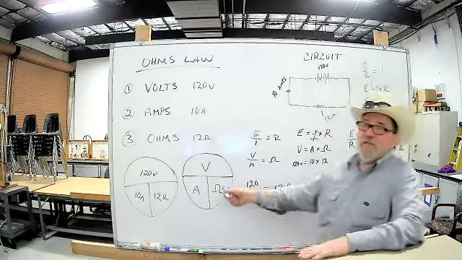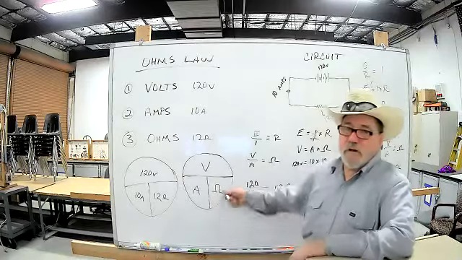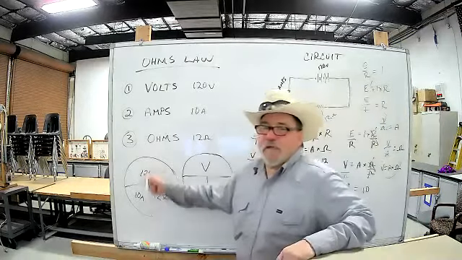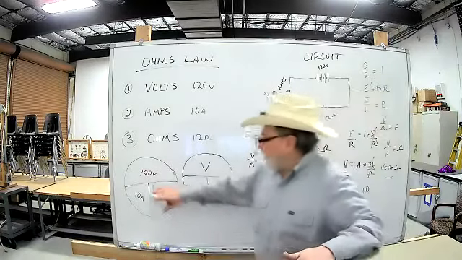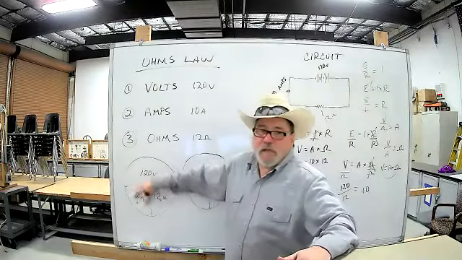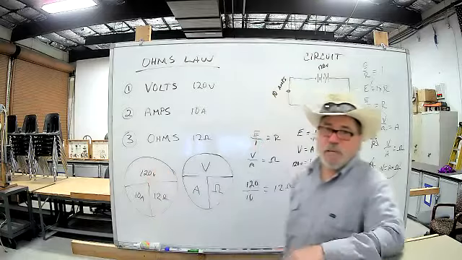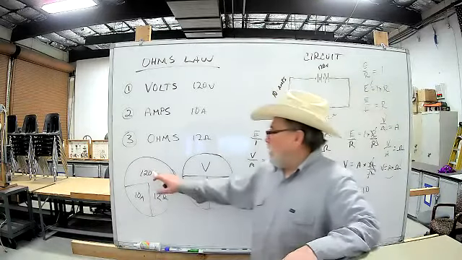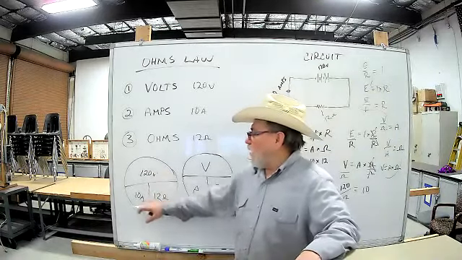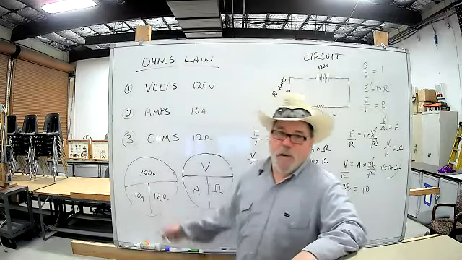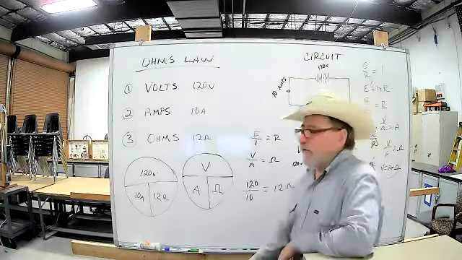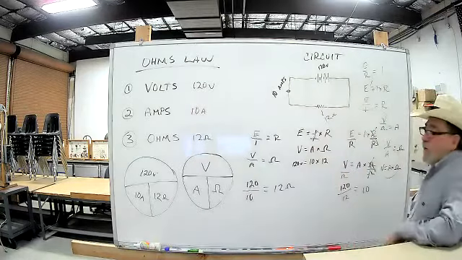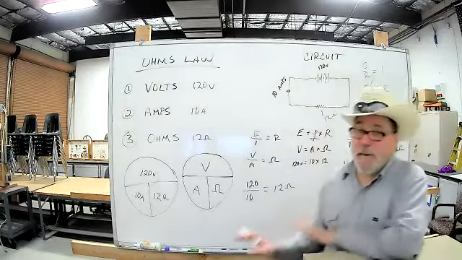All you got to do is know this thing right here, okay? Plug in the two numbers you know, and you can find the other one. If you know the two bottom ones, you multiply them to get the top one. And if you know the top one and one of the bottom ones, you take that one on the bottom and divide it into the top, and you get your number for the one that's missing. Works every time. That's as simple as I can make Ohm's law.